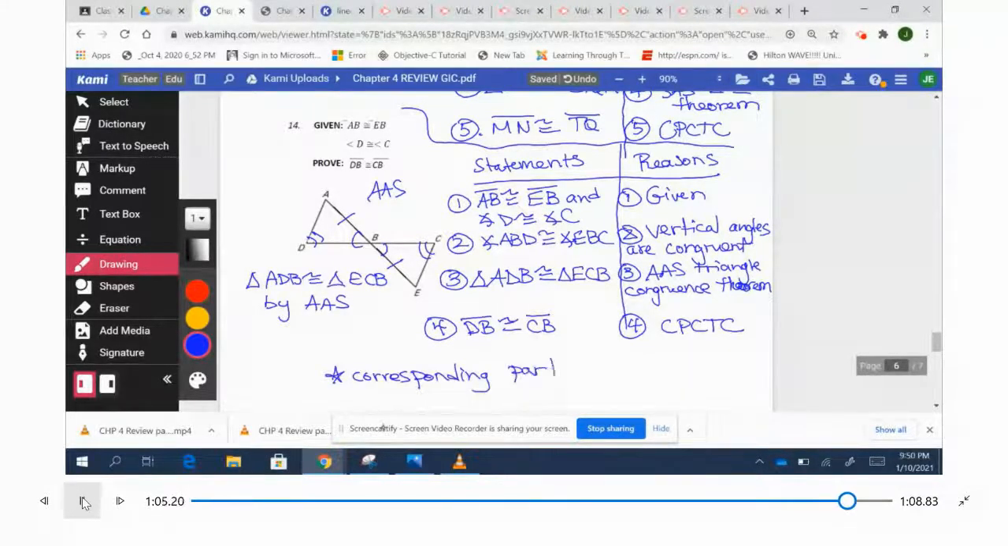Again, what I require for my students is you can use this throughout the whole test as long as you write it somewhere on your test one time what it stands for. Corresponding parts of congruent triangles are congruent. All right, that's the end of page 6.